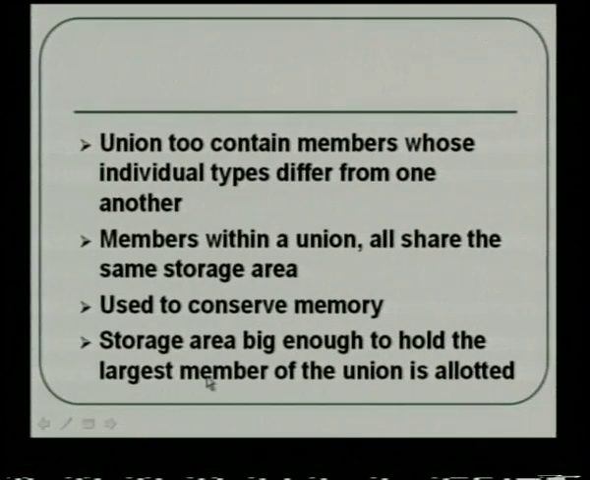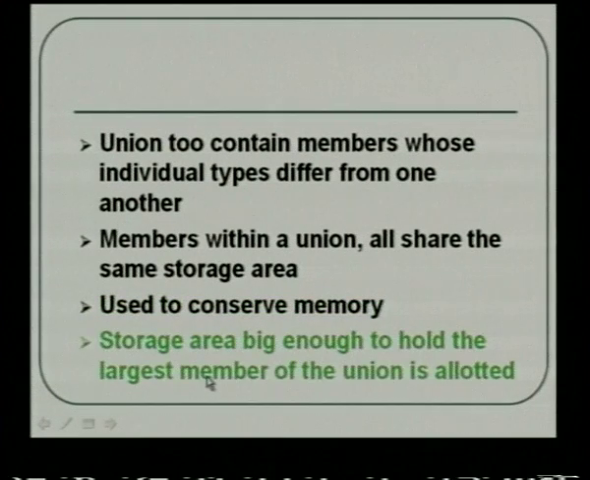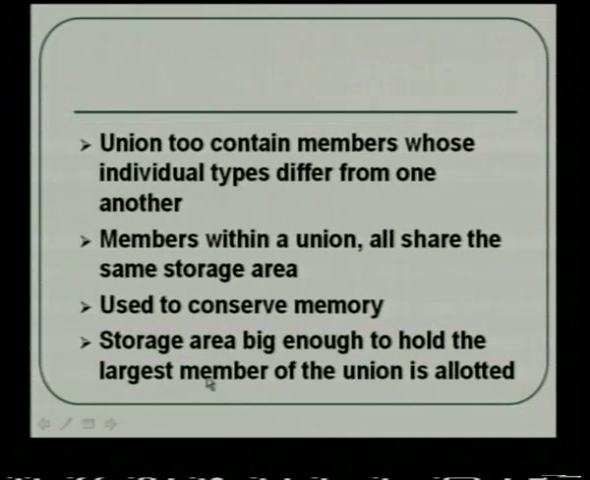In a union, if you have an integer, a float and a double, the maximum memory size required by a variable is allocated as a block for the entire union. That is why it enables us to conserve memory, and a storage area which is big enough to hold the largest member of the union is allocated. So, based on the data type of the variables that a particular union holds, at the time of declaration itself, the maximum amount of bytes required to hold the largest member of the union is allocated.